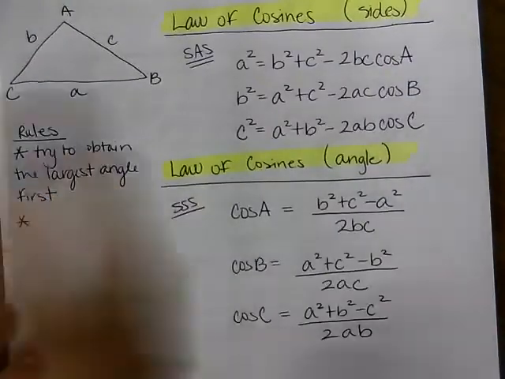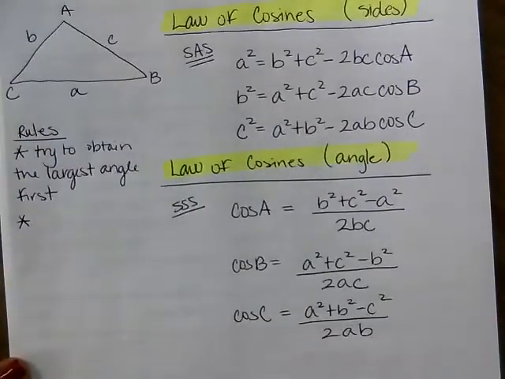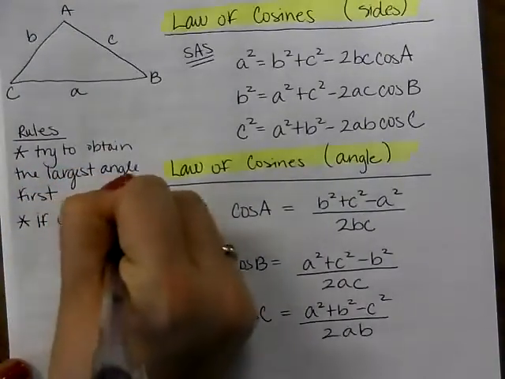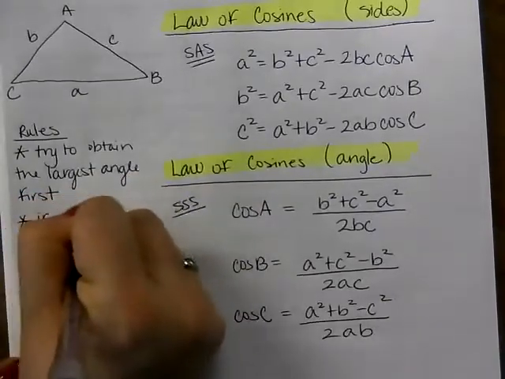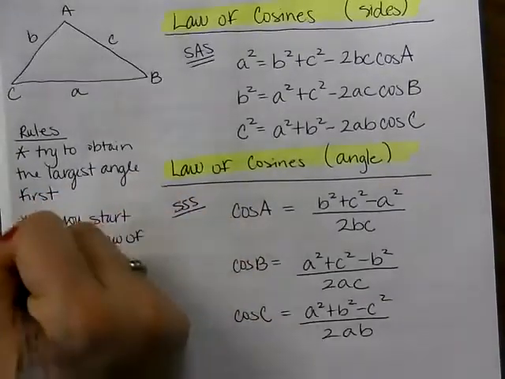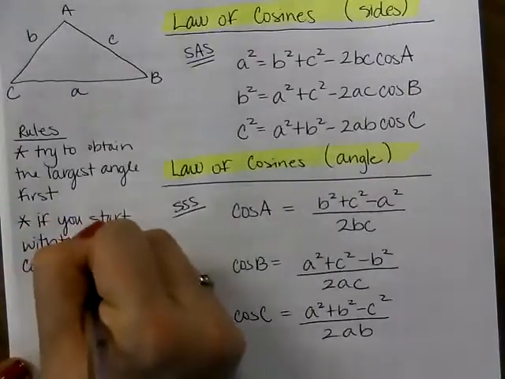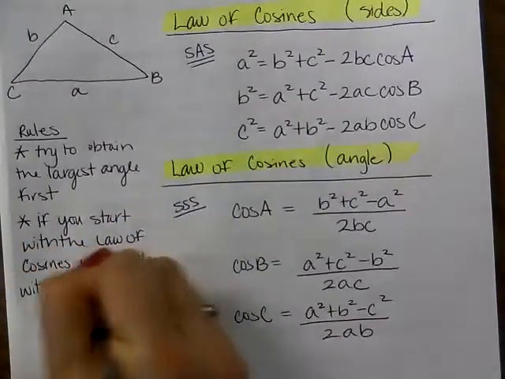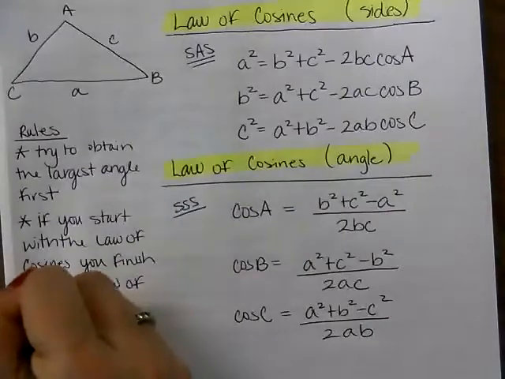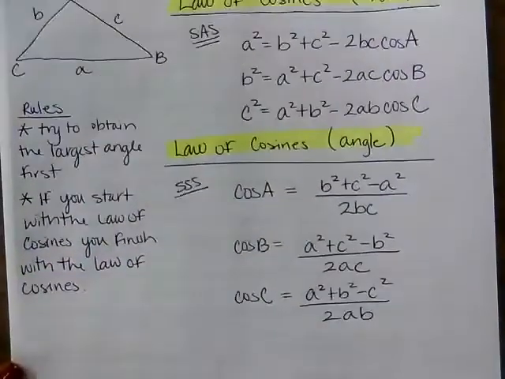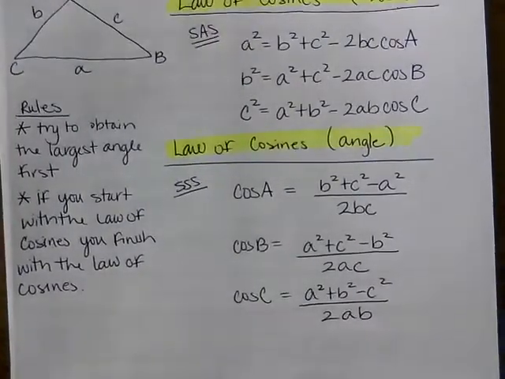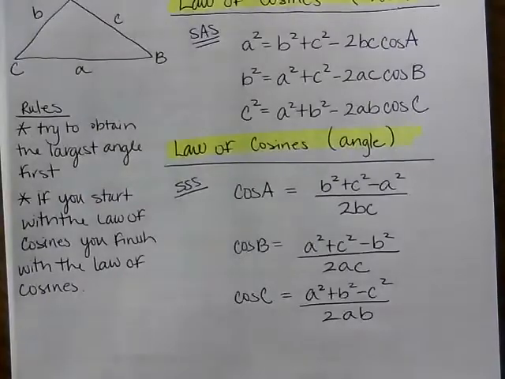The other thing is, let's say that's not possible, then the second rule to follow would be: if you start with the law of cosines, you finish with the law of cosines. As a rule, if you're going to use law of cosines, just use it all the way through. Don't mix in some law of sines too. You see what I'm saying? Because again, it rules out the ambiguous case, so you don't have to worry about that.